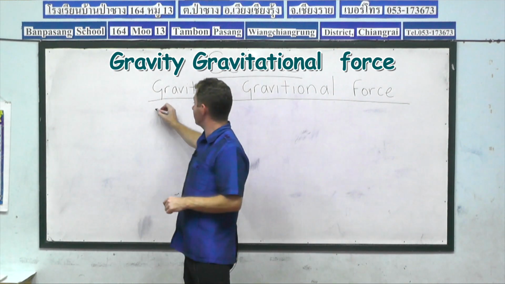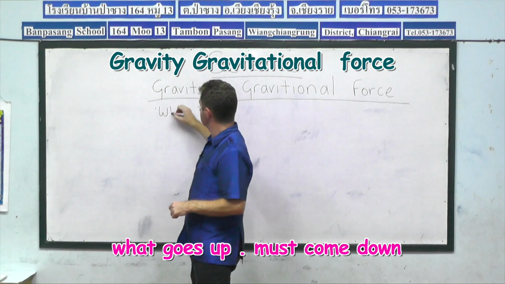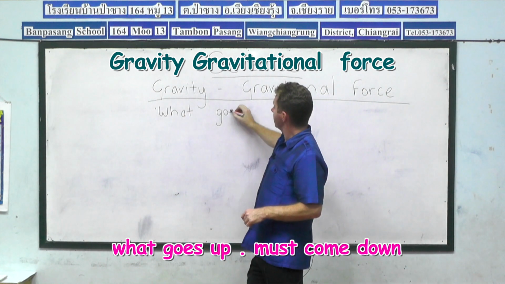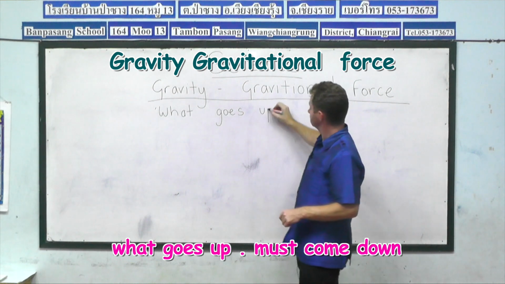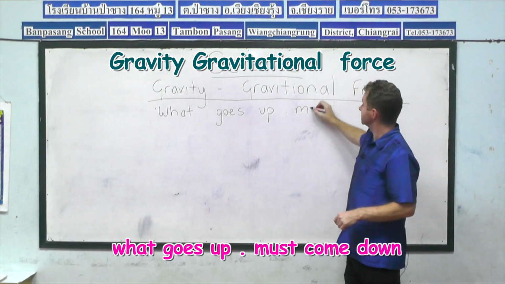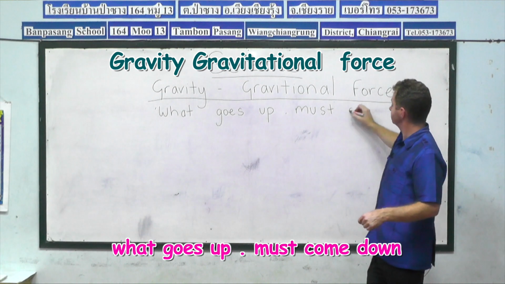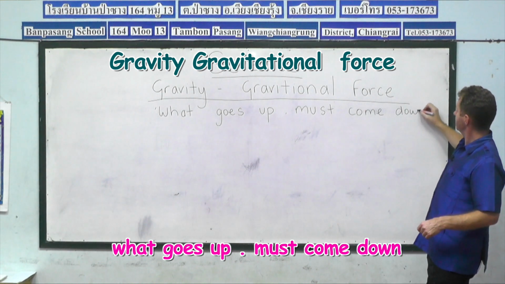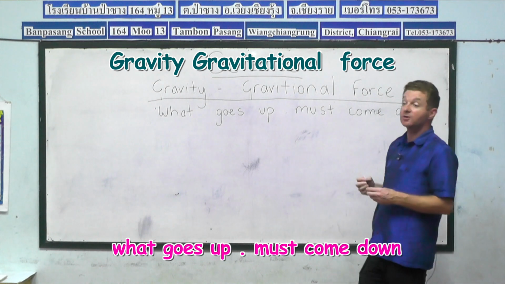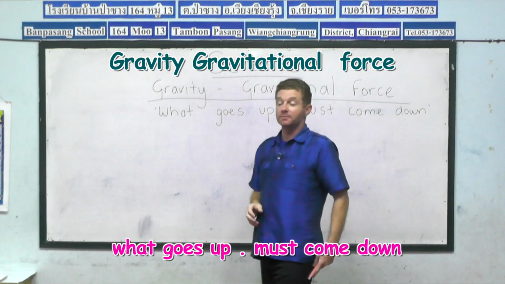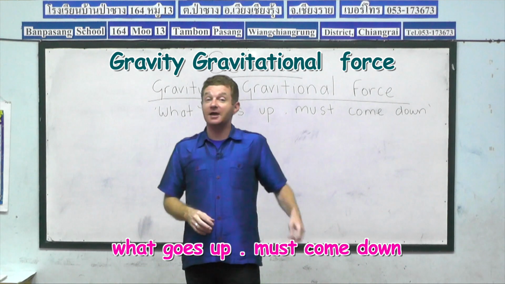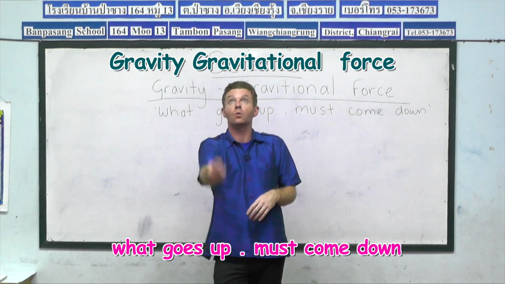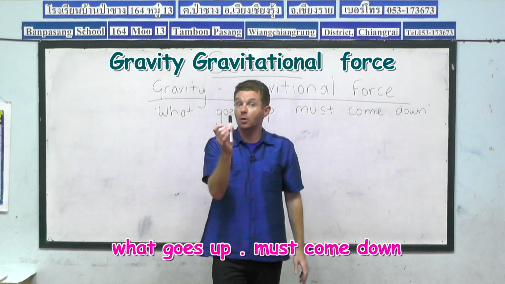So the rule of gravity, what goes up must come down. So altogether, what goes up must come down. As I've demonstrated several times with the pen already, the pen will go up and the pen will go down.